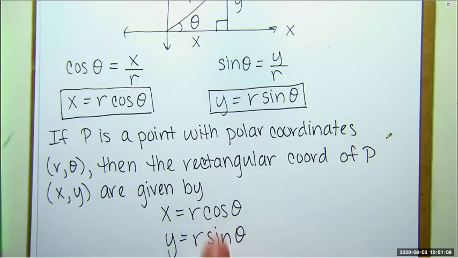Okay, so how else can you remember these? We've already seen this before, right? When r was 1, if we were on that unit circle, x was cosine and y was sine, they go in alphabetical order. So we've already seen this before in other places in our class. Okay, so I have 3 examples of starting with polar and converting to rectangular, and then we'll do the opposite direction.